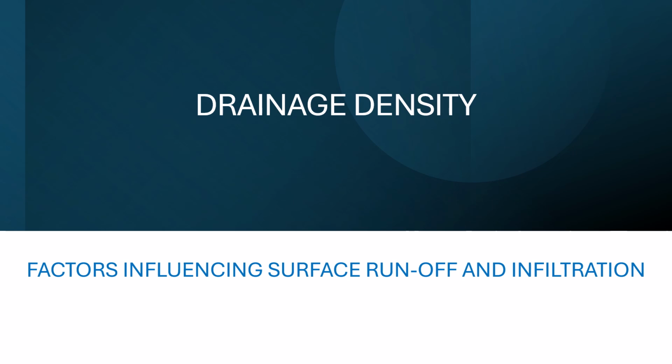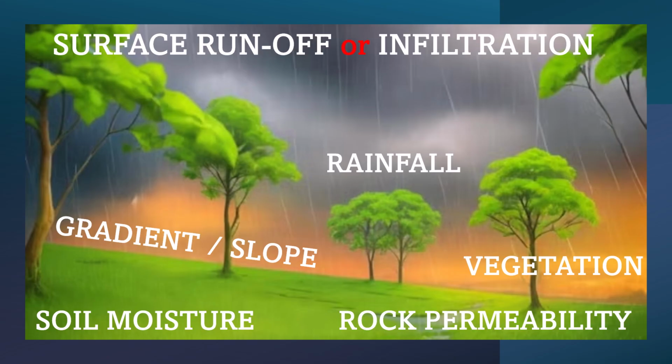In this video lesson, we'll have a look at the concept of drainage density as well as the factors that influence surface runoff and infiltration. When it rains, apart from interception of the rain by plants, the water is either going to remain on the surface of the earth and flow over the earth's surface as surface runoff, or the water is going to infiltrate and soak into the ground.